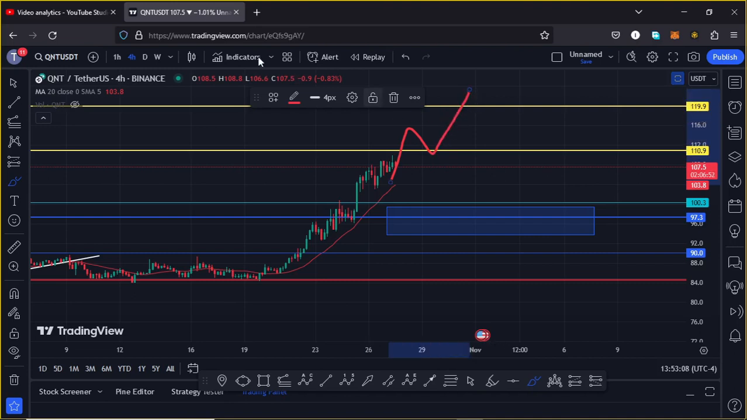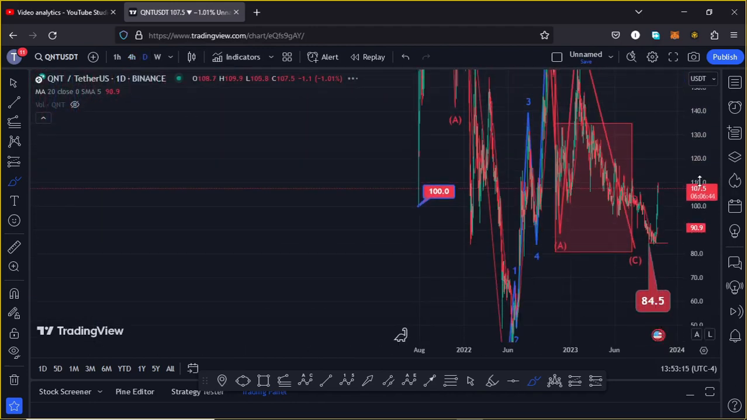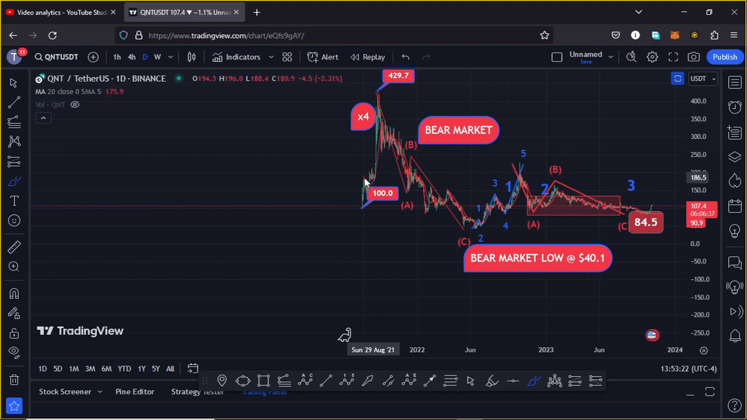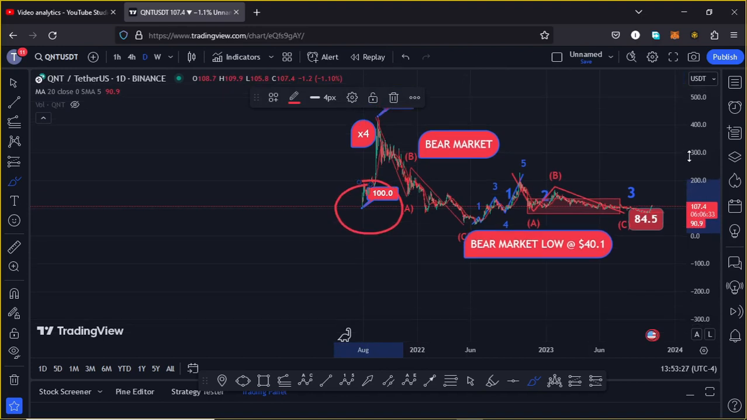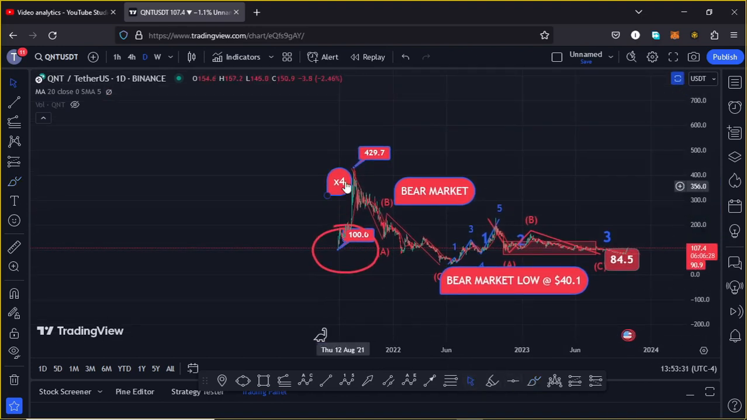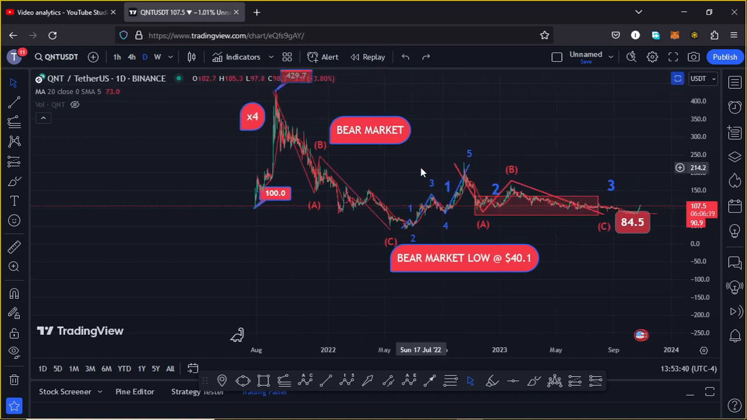And jumping now to the daily chart to first give you reasons why we might have bottomed out here on the QNT chart. You can see that on my long-term Elliott wave analysis, QNT gave us a low at the $100 mark back in 2020 before we saw that massive push to the upper side, giving us all-time highs at around the $429.7 mark.